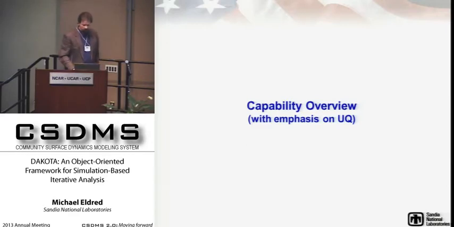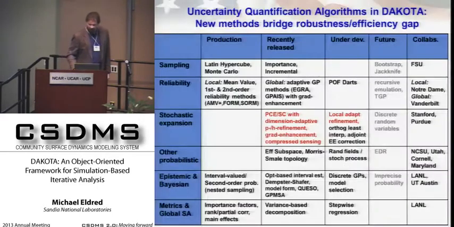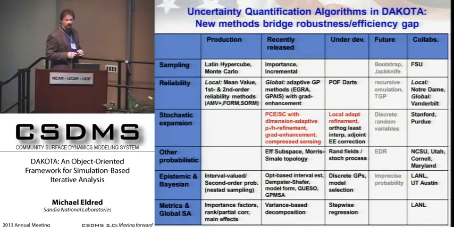So with the time I have remaining, I thought I'd talk a little bit about UQ. As I've mentioned, we have these optimization capabilities. We have nonlinear least squares capabilities. We have global sensitivity analysis. We have uncertainty quantification, and I'm going to highlight the uncertainty quantification. This is a tabular view of all the different algorithms for UQ in DAKOTA.